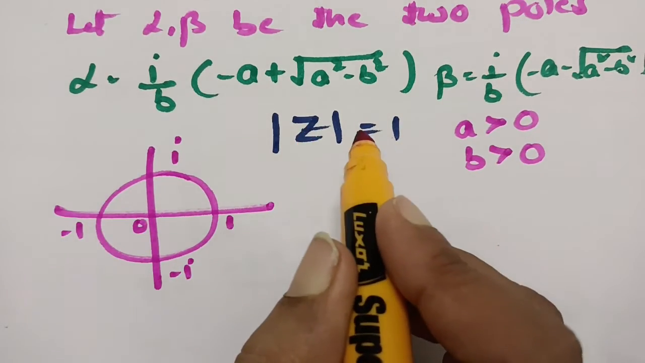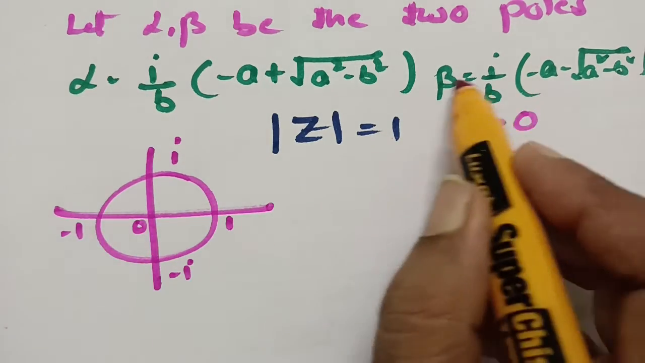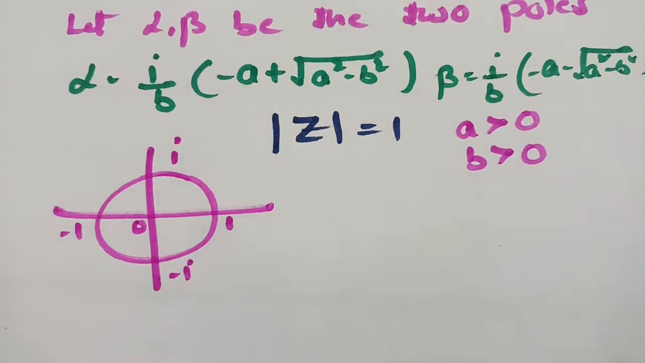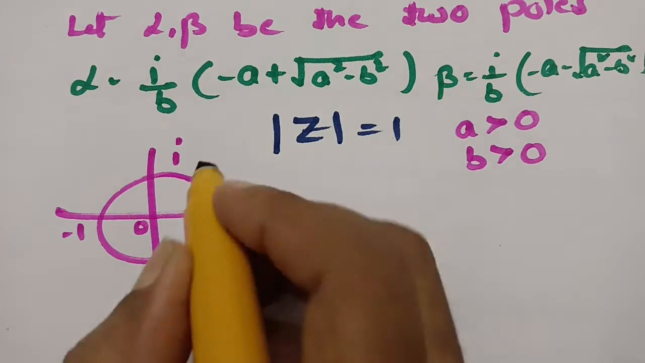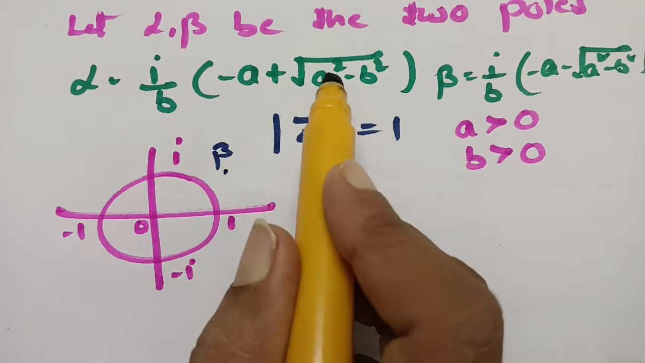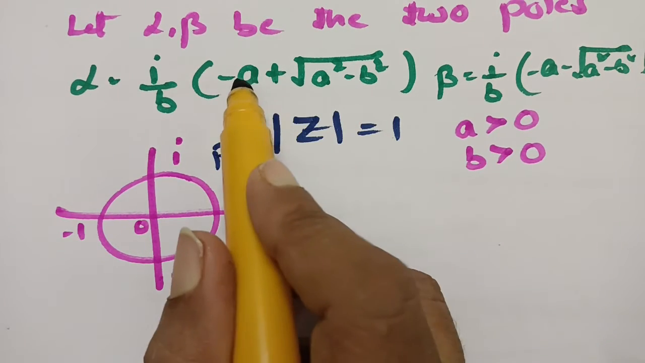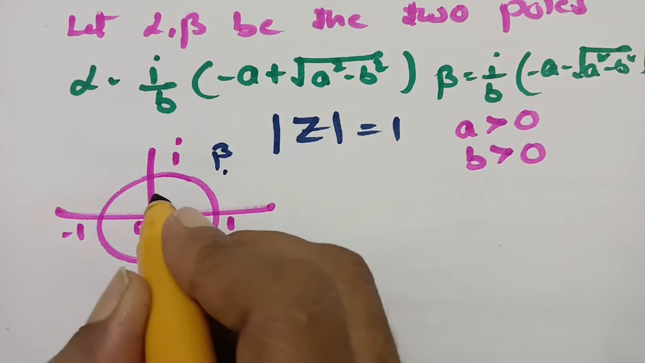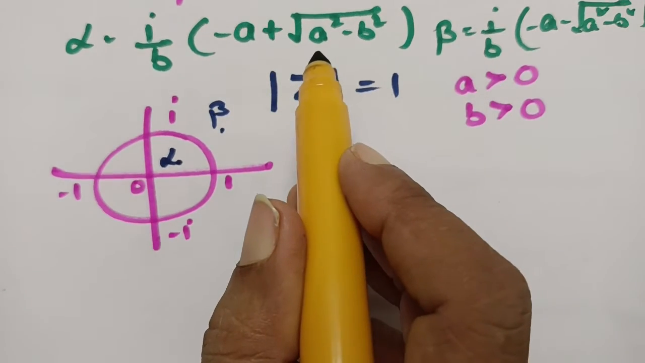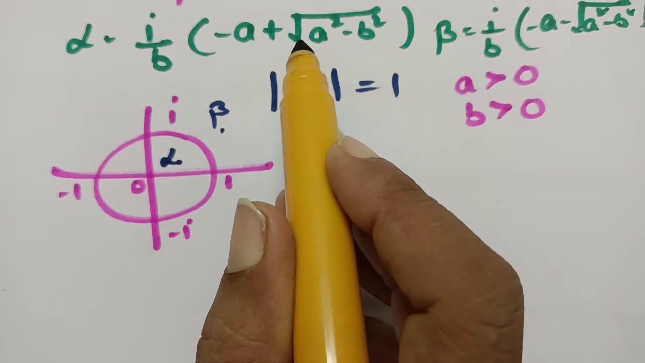This is a circle with center 0 and radius 1. So the beta value exceeds 1, as there are two minus signs, and it stays outside the given region. Whereas here, minus a plus, it will be beyond 1. So the alpha value will be inside the circle. So I am going to find the residue for the interior poles.